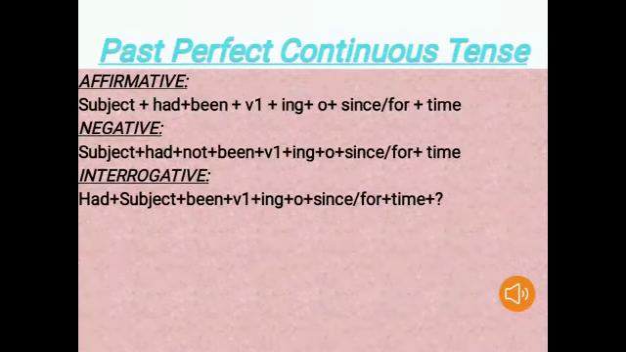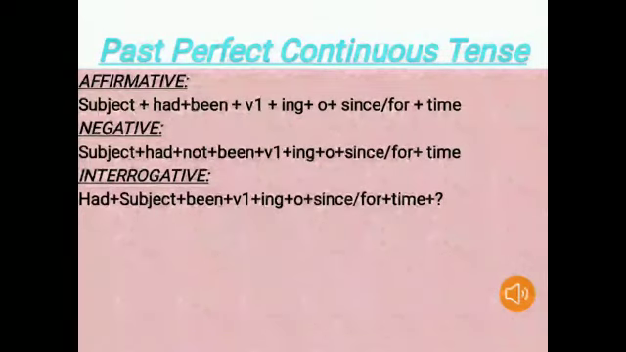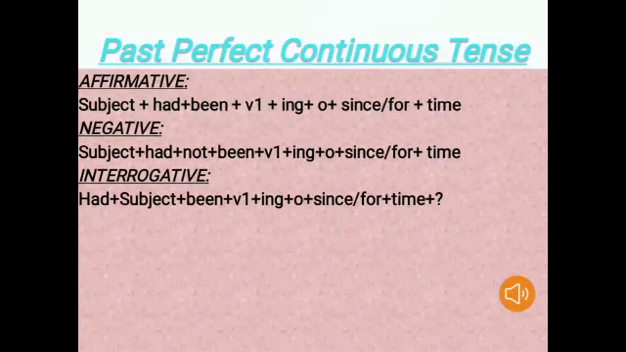And now the last and the fourth part of past tenses is past perfect continuous tense. Now look at the rules of past perfect continuous tense. In the affirmative sentences we use subject plus had been plus first form of the verb plus ing plus object plus since or for plus time.